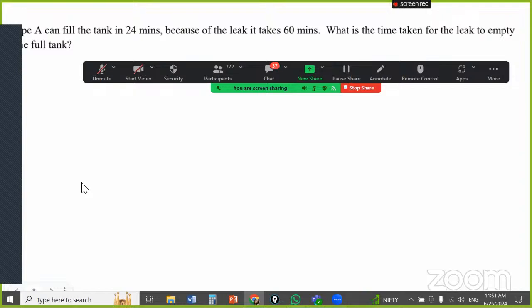Okay. Pipe A can fill the tank in 24 minutes. Because of the leak, it takes 16 minutes. What is the time taken for the leak to empty the full tank? So we can take pipe A and pipe B. Like that, the leakage can be considered as pipe B.